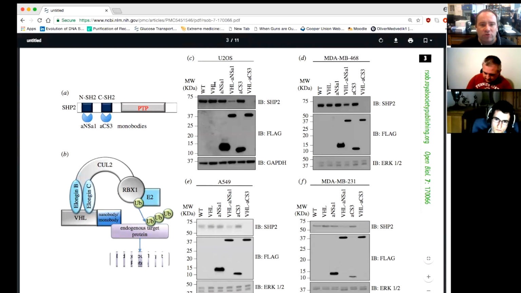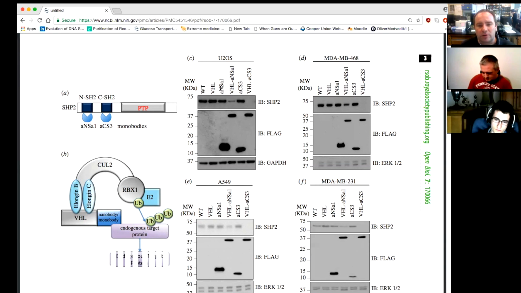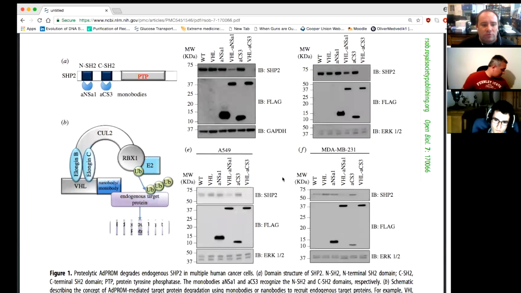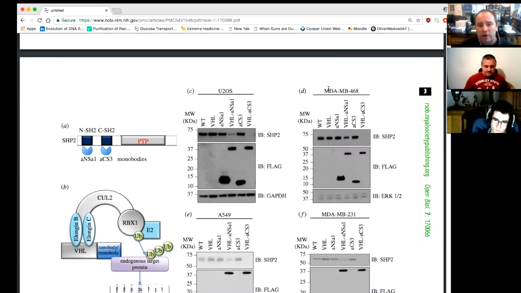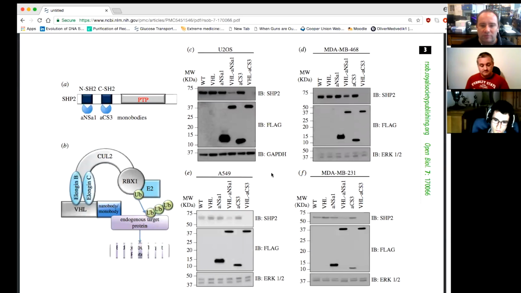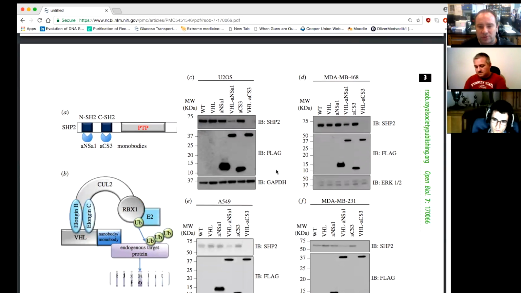So for controls, they just have the VHL domain alone, which is just the destroy domain, but no search. And then they have the two monobodies without the search and destroy domain. So those should not affect the target to any great extent as far as degradation is concerned. And then wild type has nothing added into it. And over each of these gels, figure 1, C, D, E, and F, they're basically looking at 4 different cell lines: U2OS, MDA-MB-468, A549. You could look all these up if they interest you. They're basically just testing a whole bunch of cell lines to show that this is broadly applicable.